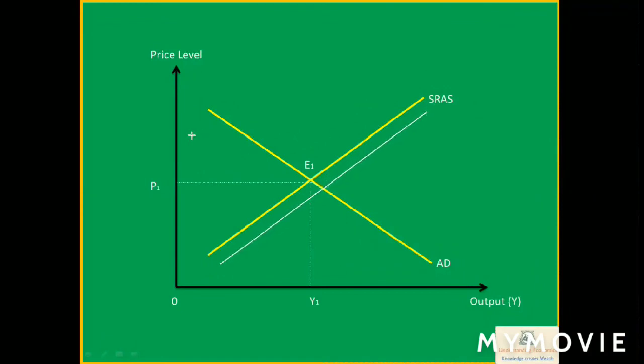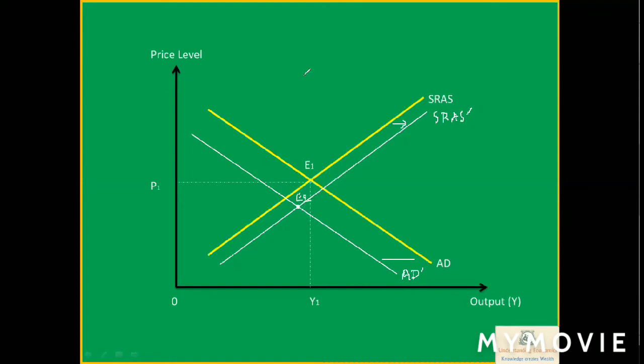Now we will see another situation where we will consider that the aggregate supply has increased relatively less than the aggregate demand's decrease. So here the difference between the SRAS and SRAS dash curve will be lower than the difference between the AD and AD dash curve. So the new equilibrium will be reached here. We can name this equilibrium as E2.